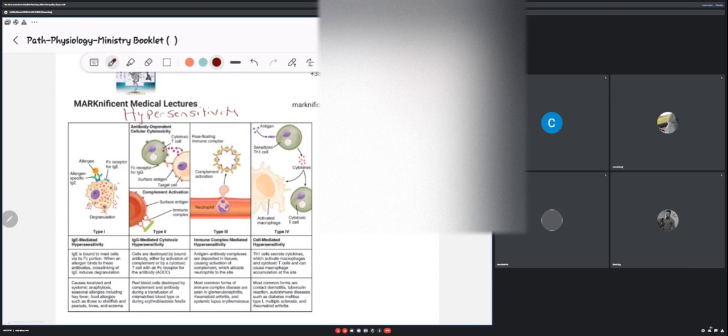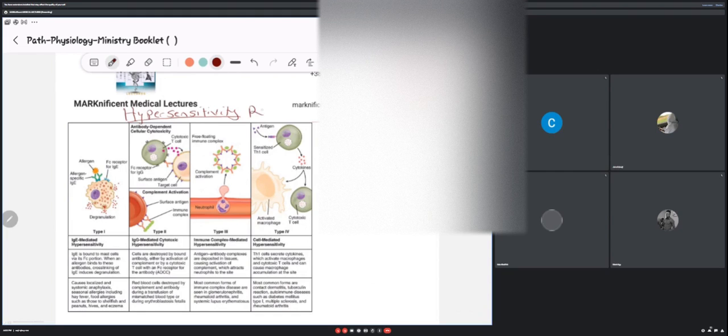Hypersensitivity reactions. What are hypersensitivity reactions? These are reactions that occur in response to some pathogens or organisms. And they are called hyper because they give an exaggerated response, or reactions that are exaggerated.